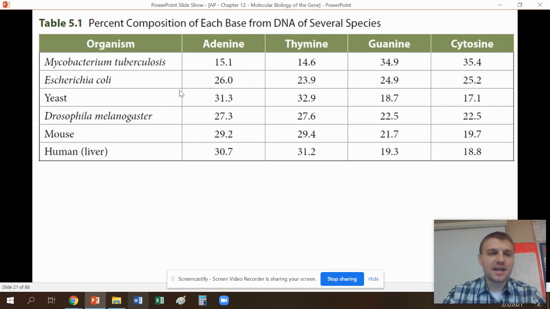Now, again, you can see a little bit of difference in the amount of cytosine, thymine, guanine, and adenine within each of these species. So it does differ. And there is some similarity between us and chimpanzees just because we have such close common ancestors. But there's no real rhyme or reason that one has more of the other. It's just how they evolved.